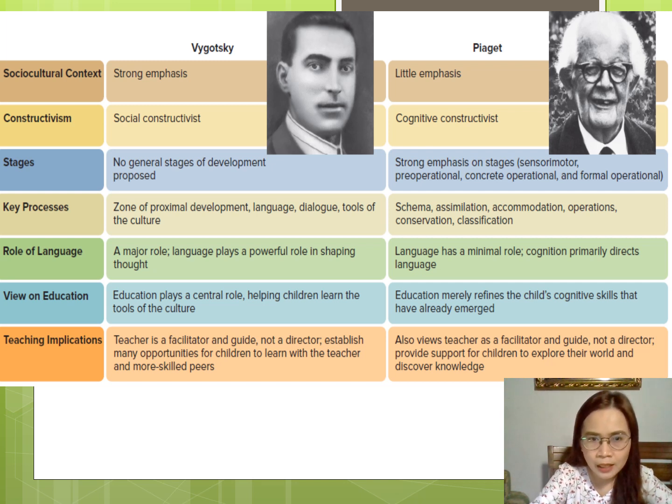While for Piaget, the key processes are the following. The schema, yung mental representation or categorization of knowledge. Assimilation, no, what you already know. Accommodation, how you modify the new information to what is already existing in your knowledge, no? The operations, di ba? The conservation, and the classification.